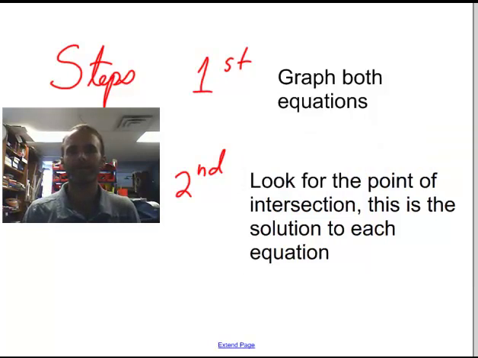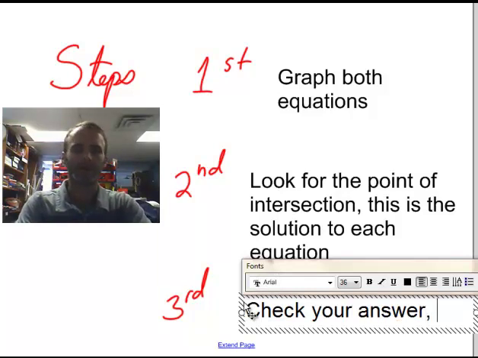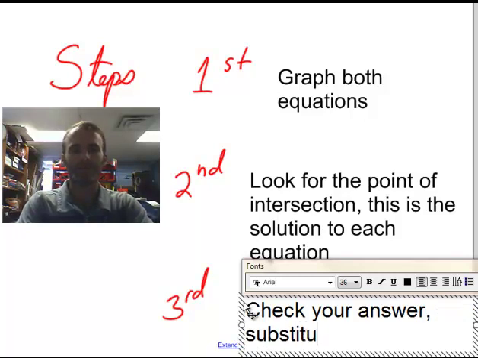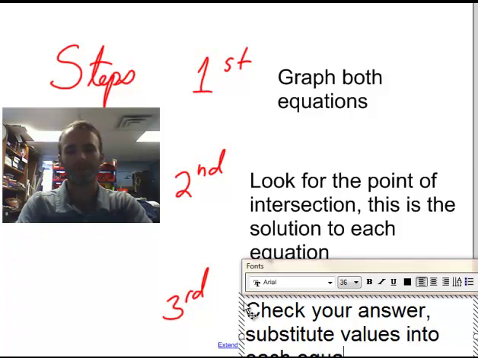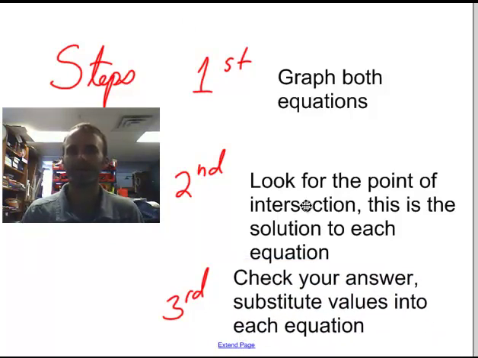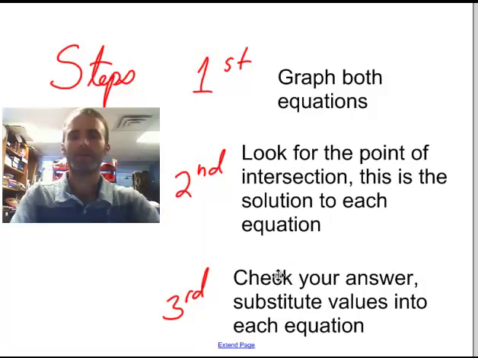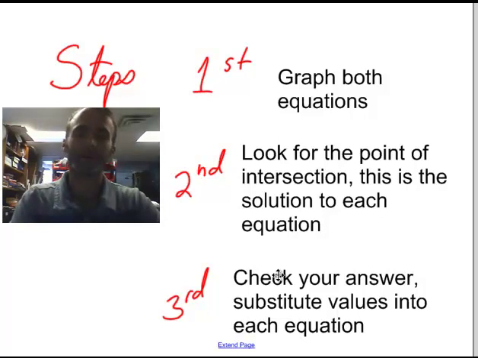And the last step is very important. A lot of students leave this one out. The last step is always check your answer. We'll do that by substituting values into each equation. Okay, that's that. Check your answer, substitute values in each equation. These are the 3 steps. They're very important. So I'll have a harder example problem worked out on a separate video.